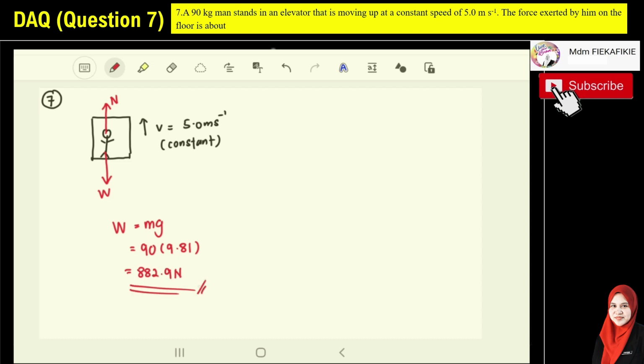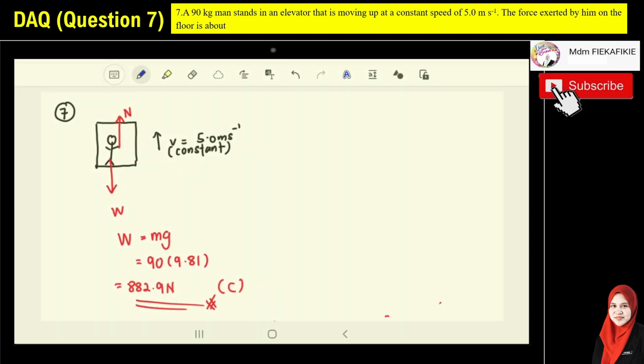Okay, so this is the answer. Before we proceed to the next question, I want to highlight that for this condition, we can write that total Fy is equal to 0, because total Fy is equal to ma, but since v is constant, the acceleration here is equal to 0 meter per second squared.